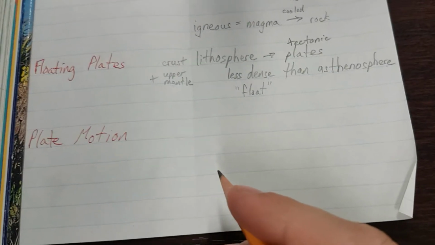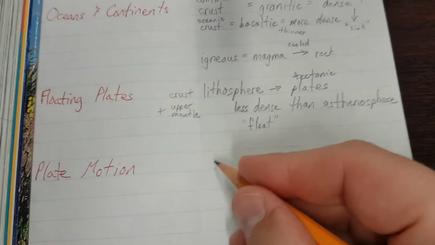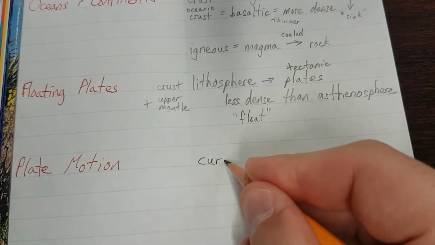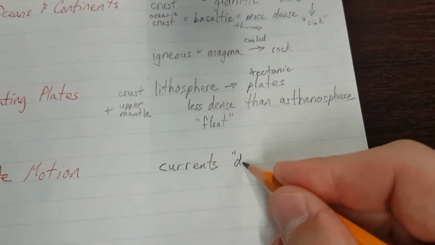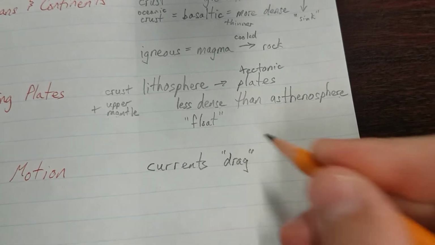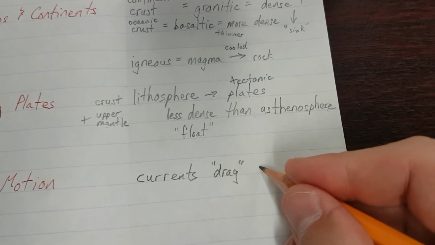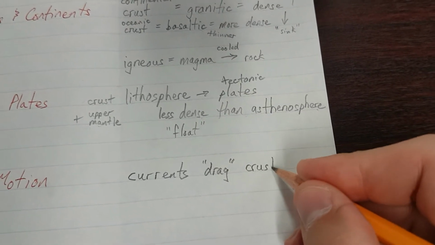So, next here to plate motion, we can say that the currents, C-U-R-R-E-N-T-S, quote-unquote, drag, D-R-A-G, the crust, C-R-U-S-T.